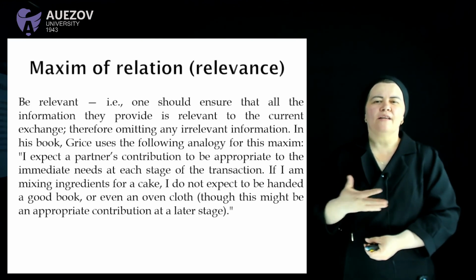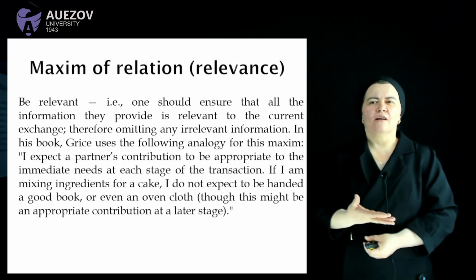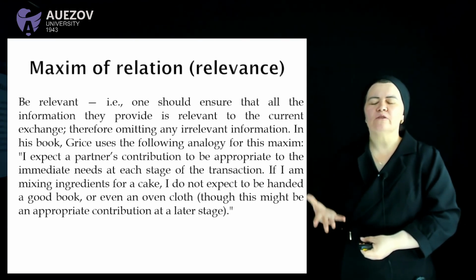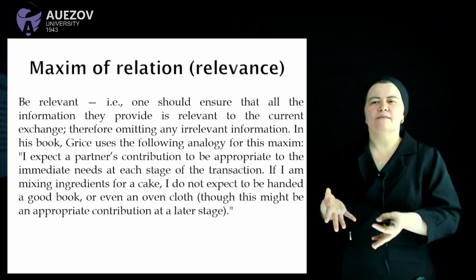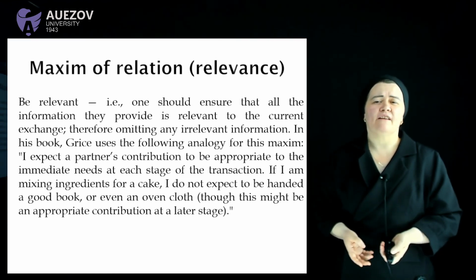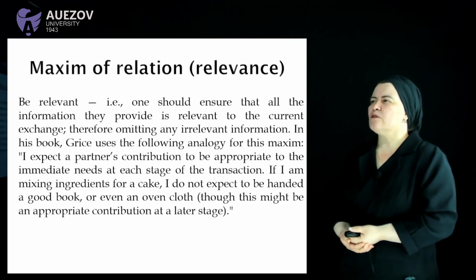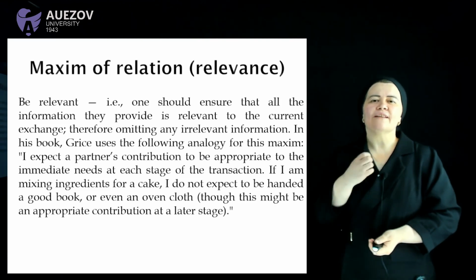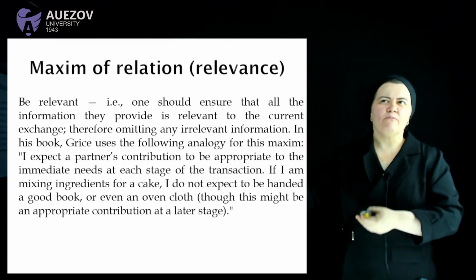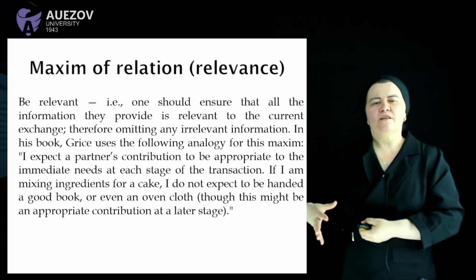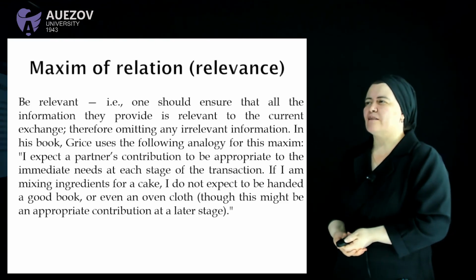We do not need any kind of clothes for cooking, for example, or an oven for cooking, because we don't have the production yet, and that's why we only need ingredients of this cake. And also in communication, in order to be relevant, we need to give the relevant information, not the information from the prior stage, or the information from later stages. So this is the maxim of relation.